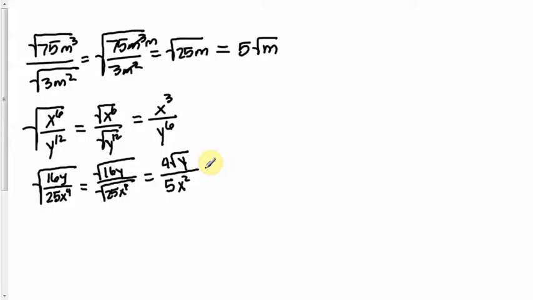Your division property can be applied to two radicals as long as they have the same index. So they must have the same index to be able to use that division property freely.